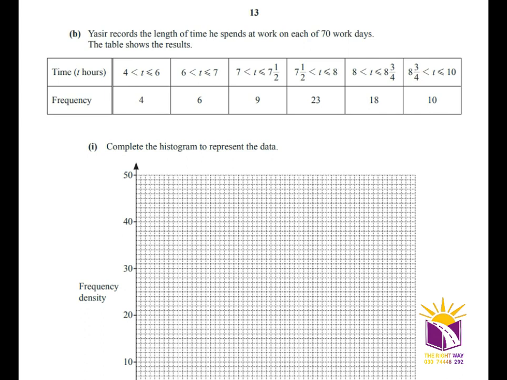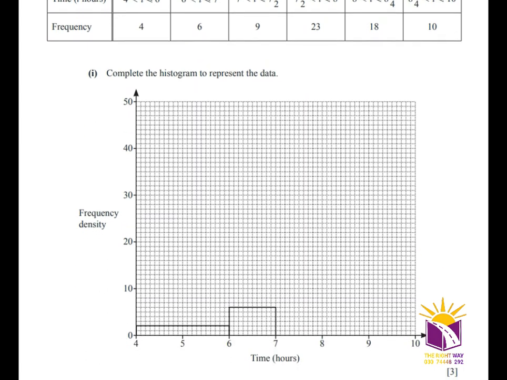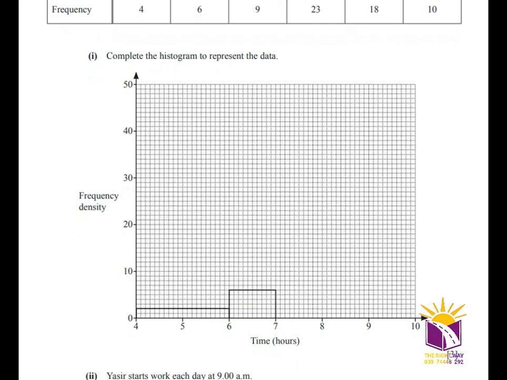In part B, Yasir got the length of time he spends at work on each of 70 work days. The table shows the result. For 4 to 6 hours he spent 4 days, and for 6 to 7 hours he spent 6 days, and for 7 to 7.5 hours he spent 9 days, and so on. Complete the histogram to represent the data. This histogram is between time and the frequency density.